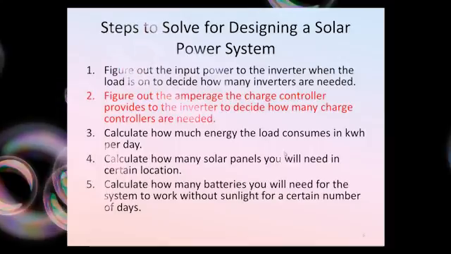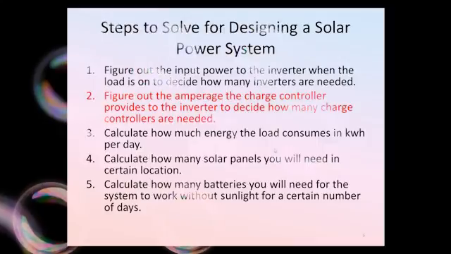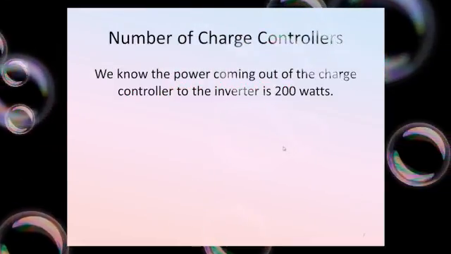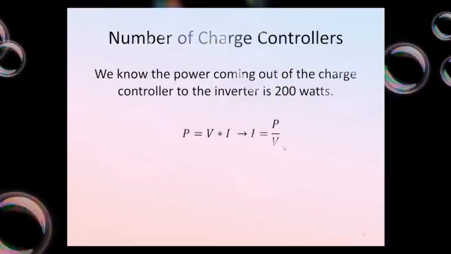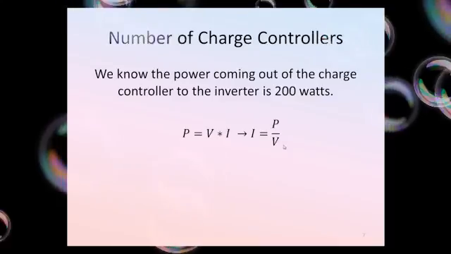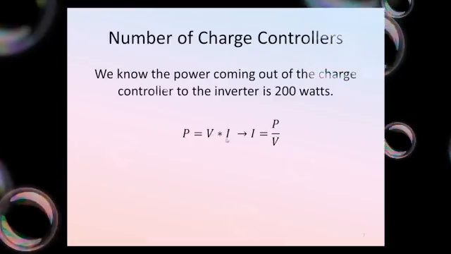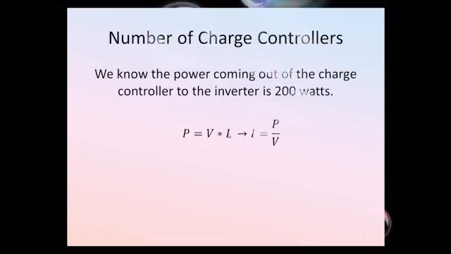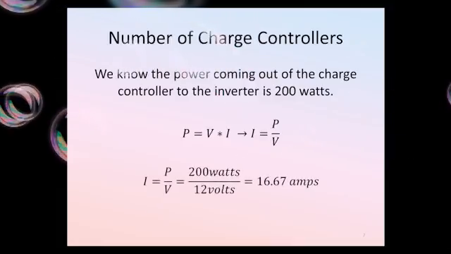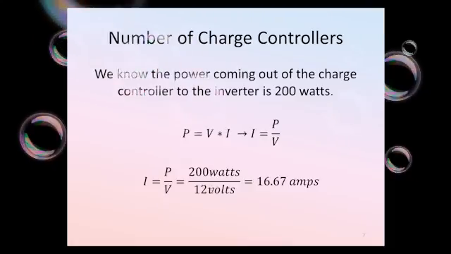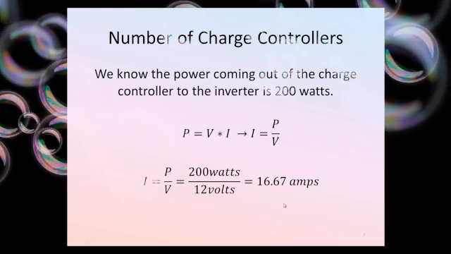Now step 2, we want to figure out the amperage the charge controller provides to the inverter to decide how many charge controllers are needed. We know the power coming out of the charge controller to the inverter is 200 watts. So we have to figure out what the current is, though, because the charge controller is rated with a current rating. If we remember that power equals voltage times amperage, we can again rearrange the equation for the unknown. That amperage equals power over voltage. And the power is 200 watts, and the voltage is 12 volts. So the amperage is 16.67 amps, coming from the charge controller and going to the inverter.